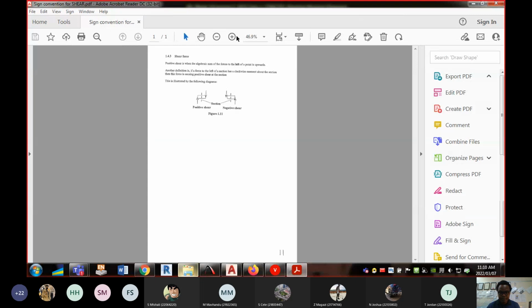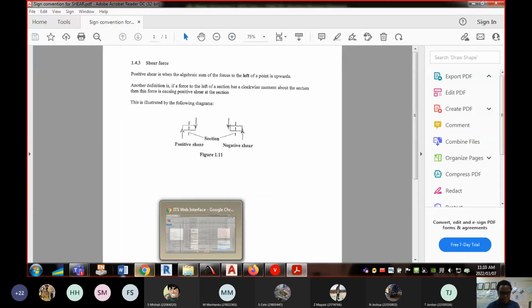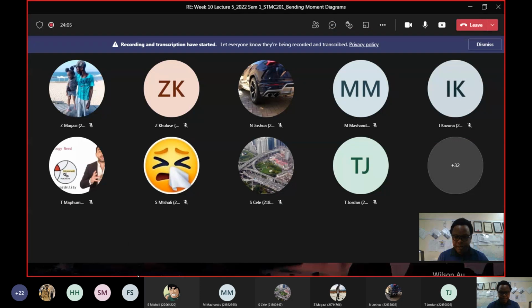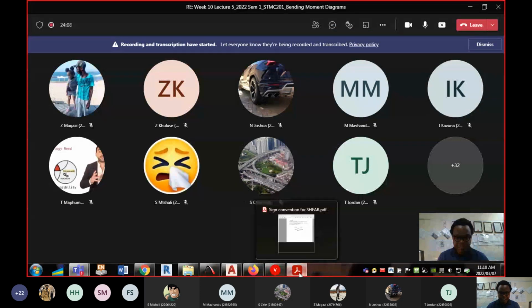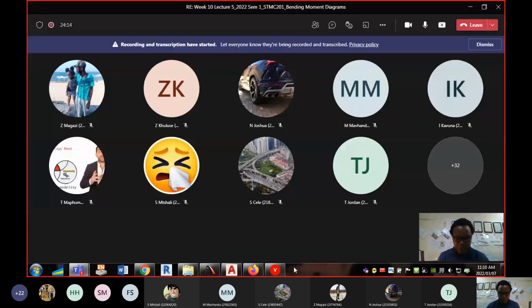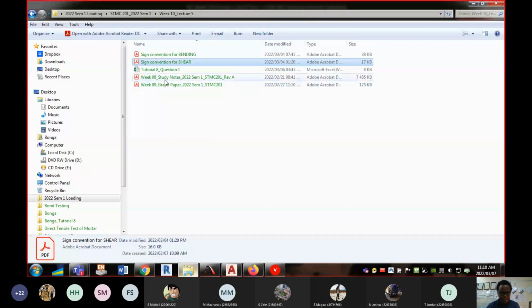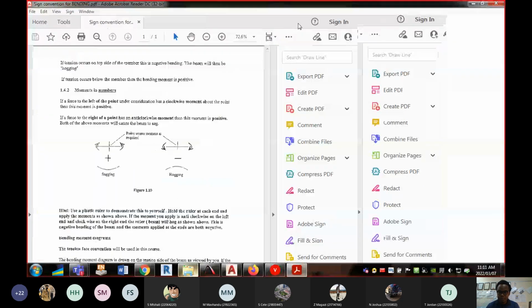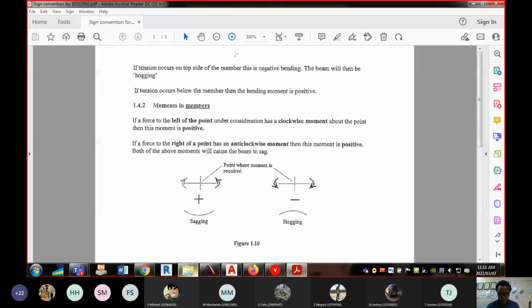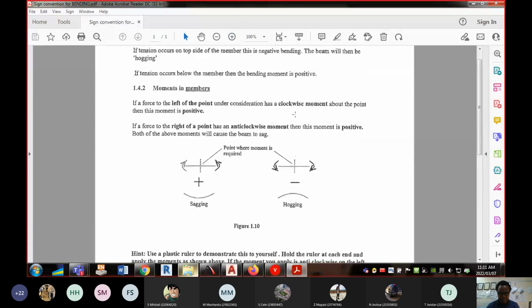If there are any questions, please ask. Right, thanks. I'm assuming that we're all clear about the sign convention for shear, but I think I've explained it more than enough. Let's move on to the second one, the sign convention for bending, because this is what we're going to need today.